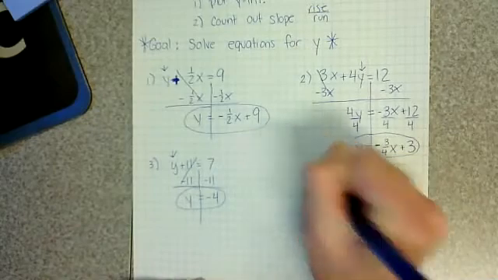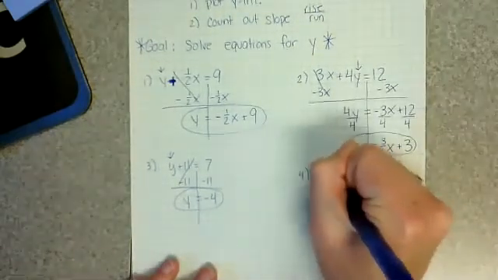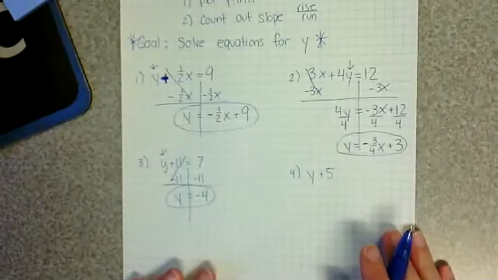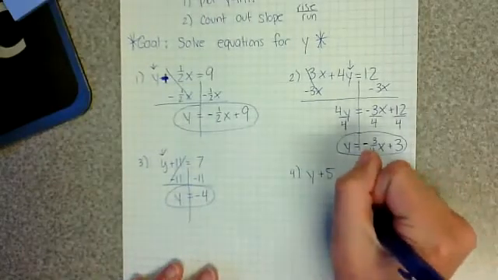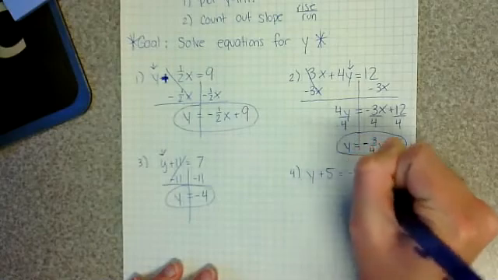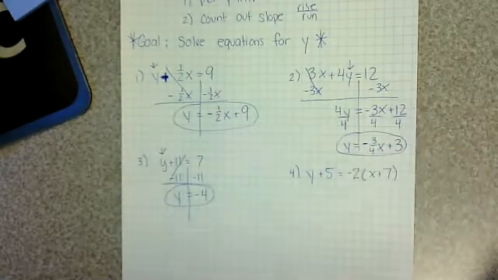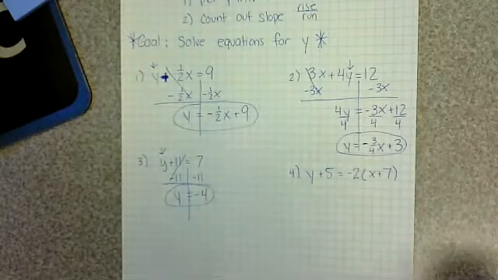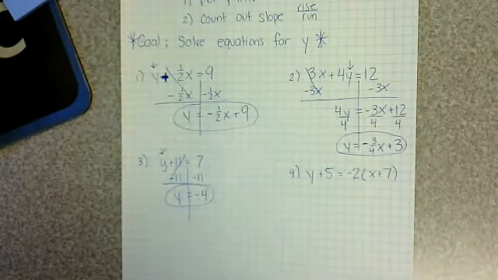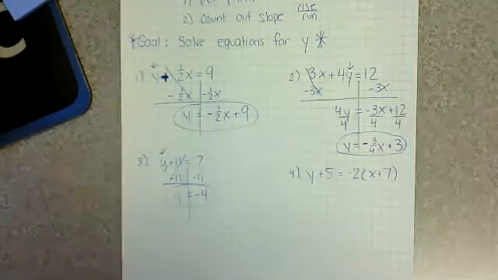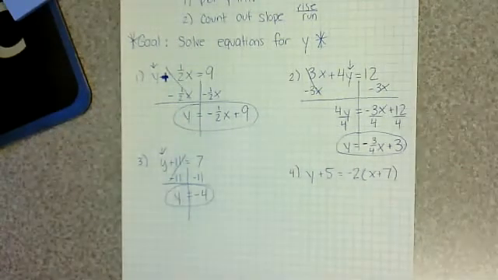So one more. y plus 5 is equal to negative 2 times the quantity x plus 7. Saida, let me answer that at the end of the notes because I want everybody to know the answer to that. Don't let me forget.